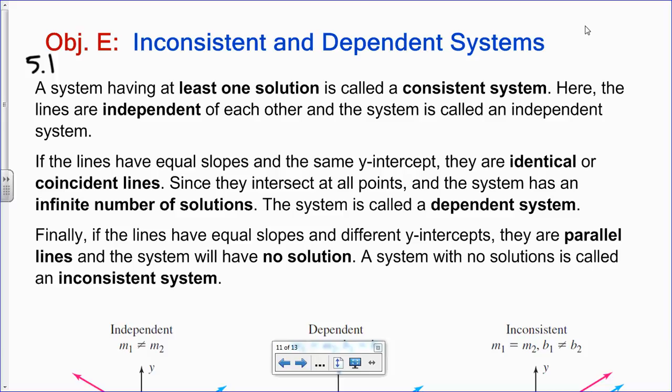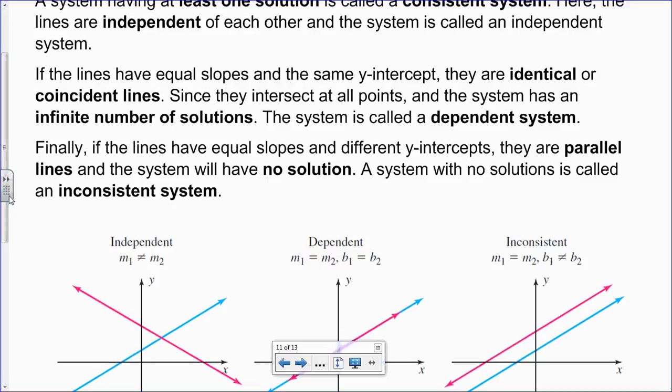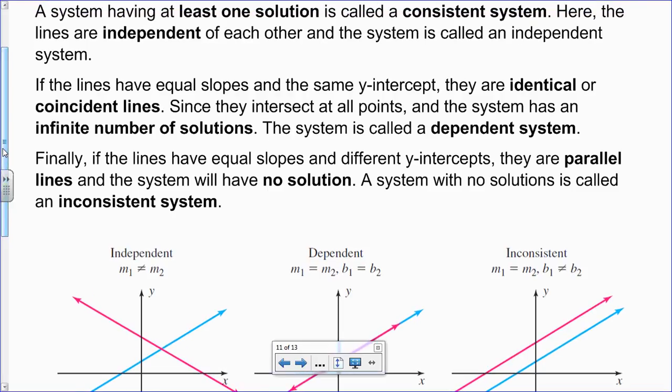Okay. So a system having at least one solution is called a consistent system. Here, the lines are independent of each other, and the system is called an independent system. That's this one right here. So most of the ones we do look like this. The lines intersect at one place. You have one solution. It's consistent. It's also called independent.